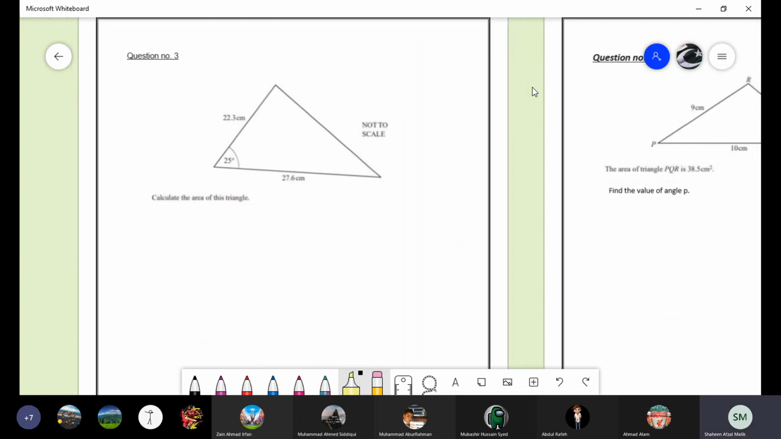The question is, you have to calculate the area of the triangle. Can you please name the triangle first? As triangle ABC. So can you tell me which side is this one? 27.6. Is this A? Is this C? We have to calculate the area of this triangle. What will be the formula?